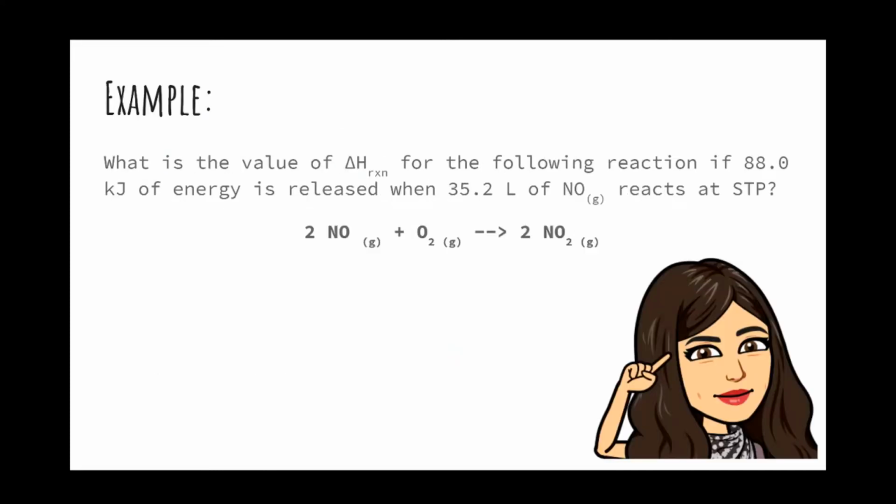So let's go ahead and look at this example. What is the value for our delta H of reaction for the following reaction if 88 kilojoules of energy is released when 35.2 liters of nitrogen monoxide reacts at STP? So we're going to go ahead and solve this problem on our next screen.